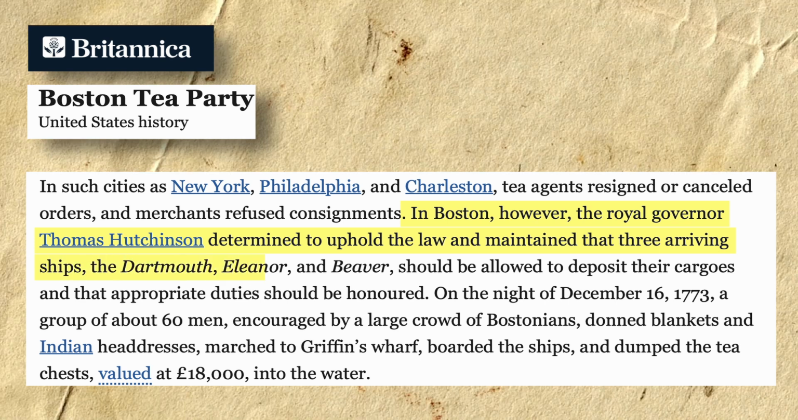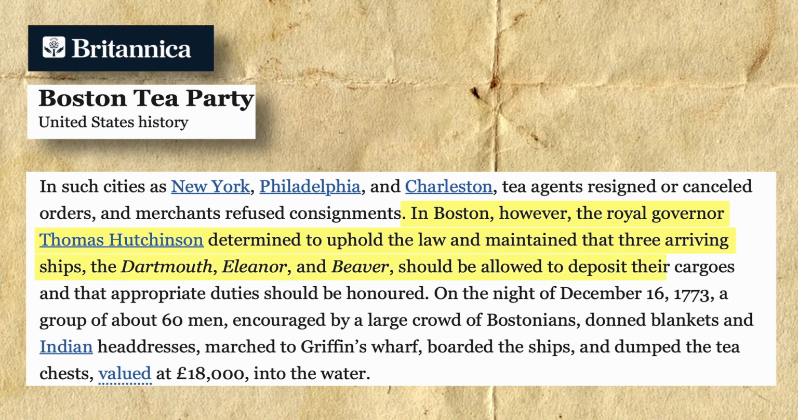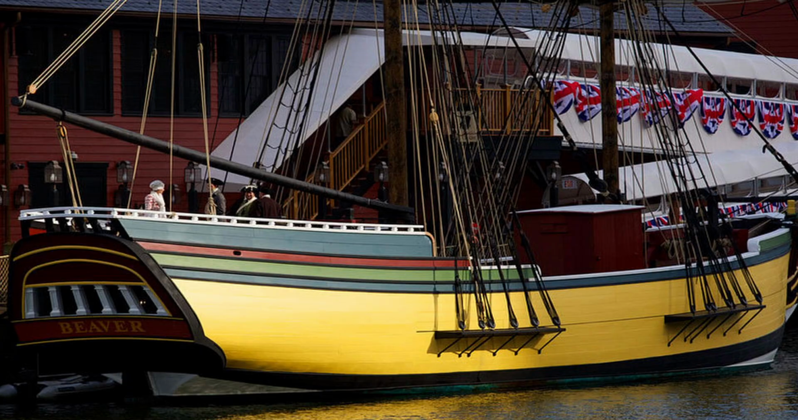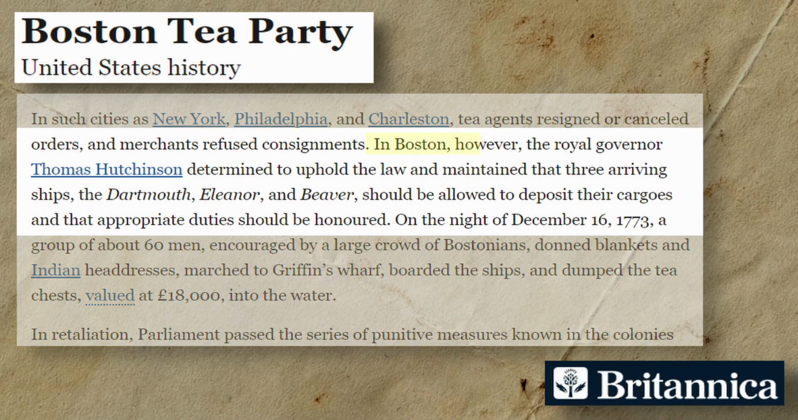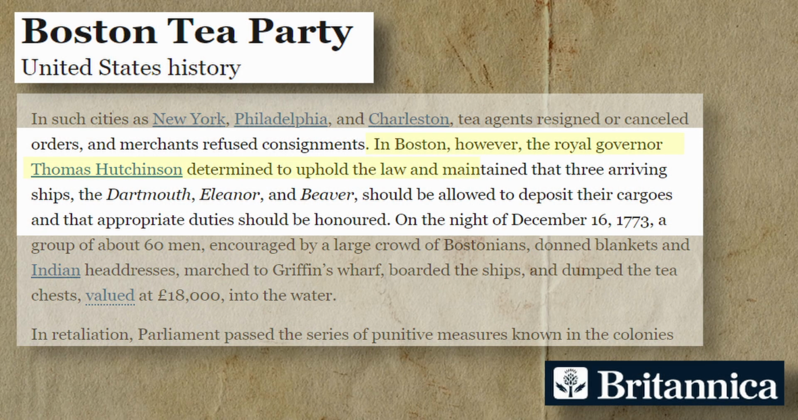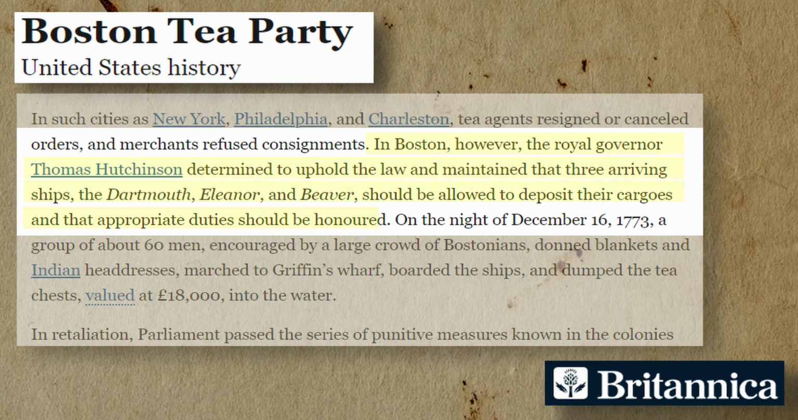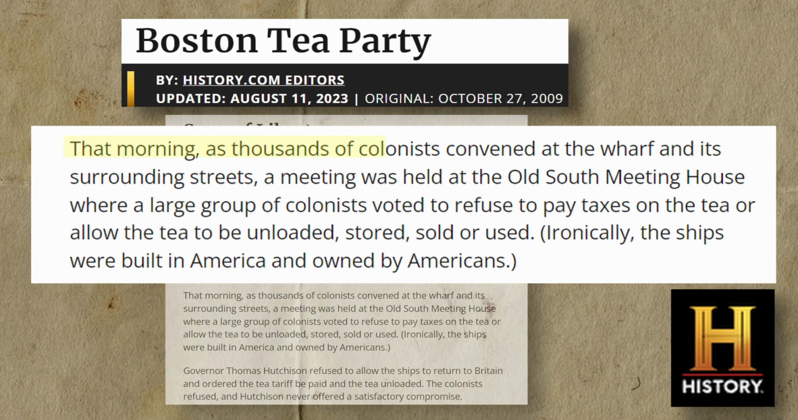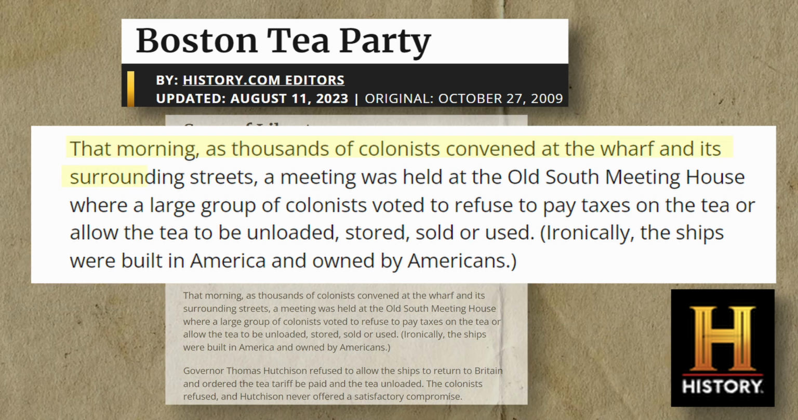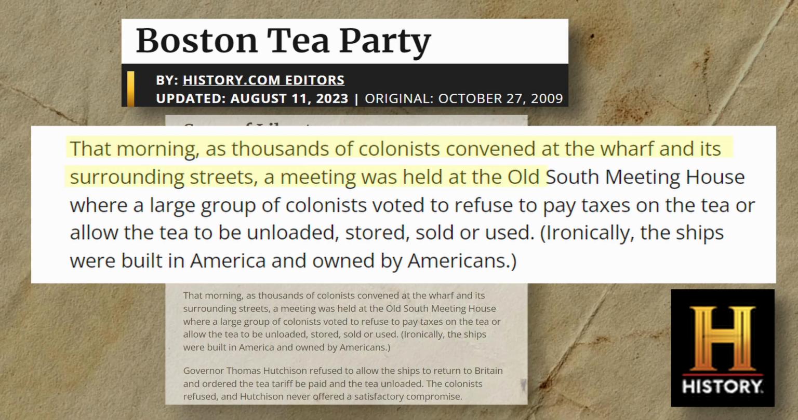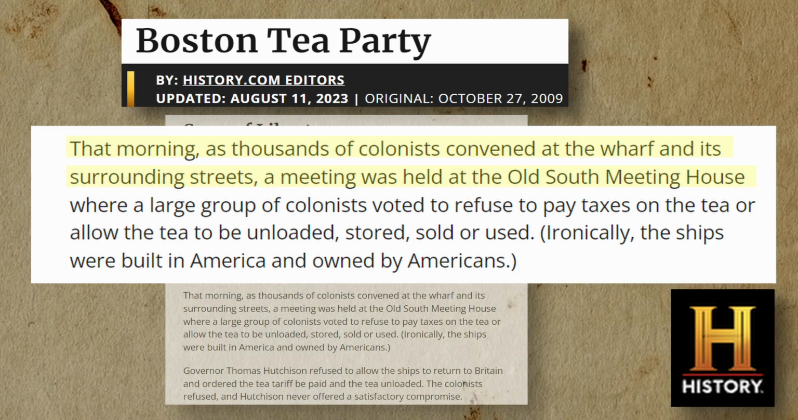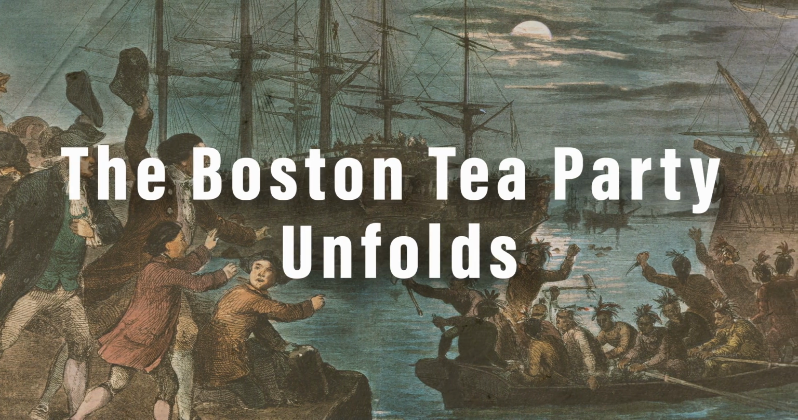During one of the shipments, there were 3 merchant ships scheduled to arrive. These ships were called the Dartmouth, the Eleanor, and the Beaver, and Governor Hutchinson intervened to make sure that the tea got unloaded and that the duties were duly paid. However, unknown to him, around that time, there were thousands of protesters secretly gathering at the Old South Meeting House, which were near the wharves at the time, and they were calling for drastic action. Things were about to very quickly heat up.